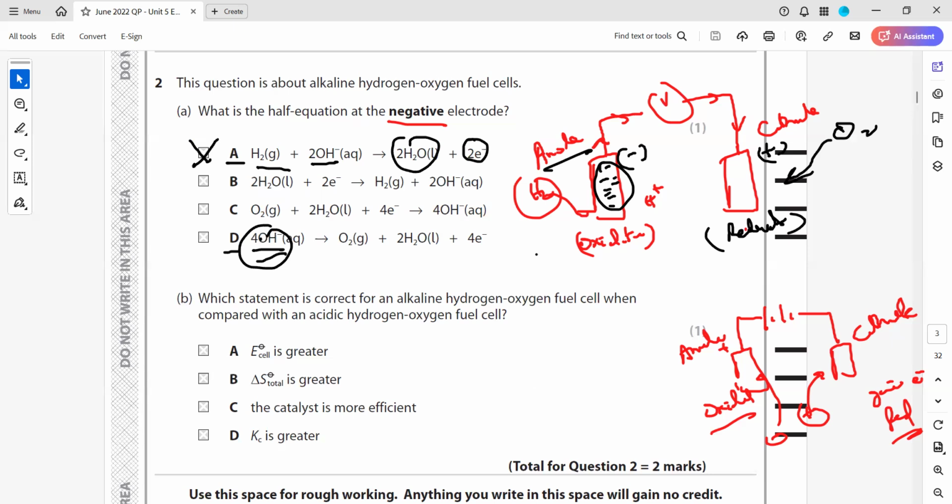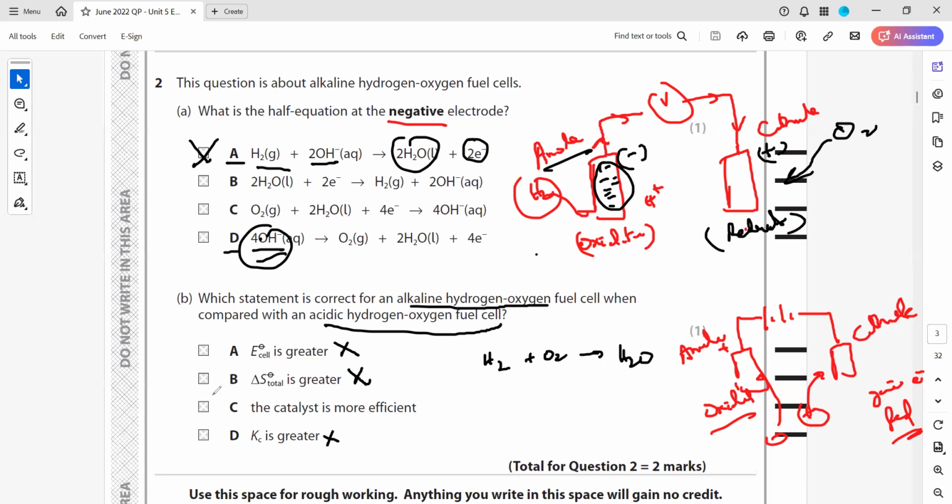Yes, sir. Then part B: which statement is correct for the alkaline hydrogen fuel cell when compared with the acidic hydrogen fuel cell? In both acidic and alkaline hydrogen fuel cells, the reactants are hydrogen and oxygen, giving water. So the electrode potential of the cell will be the same. Because the particles are the same, the entropy will also be the same. Kc will also be the same.